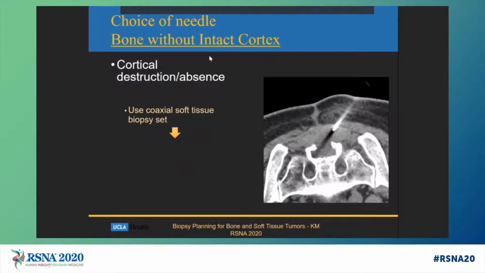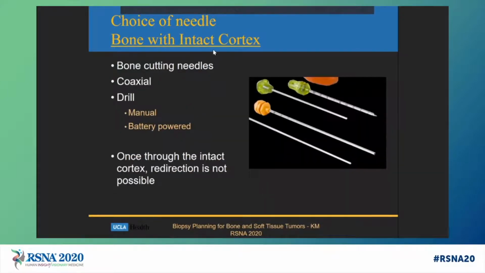For bone biopsies without intact cortex, use a soft tissue coaxial system. Again, exactly because you can sample more areas than with a bone needle. However, if the cortex is intact, you gotta use a bone cutting needle. Again, a coaxial system is the way to go. Use a drill as needed. They can be manual or battery powered.